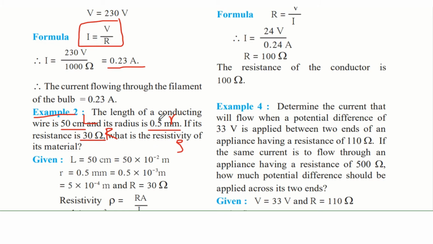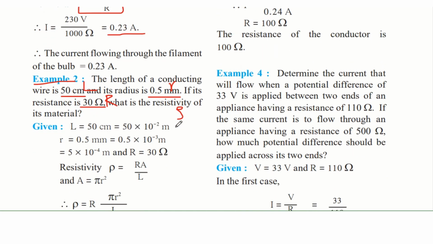But they have given us the length in centimeters and radius in millimeters. So we have to convert all these units into SI units. Therefore, the SI unit of centimeter and millimeter would be meter. So we will have to convert these into meter. The length 50 centimeter would be 50 into 10 raised to minus 2 meter. While converting centimeter to meter, we have to multiply by 10 raised to minus 2. Similarly, radius is 0.5 millimeter. But when converting millimeter to meter, we have to multiply by 10 raised to minus 3.